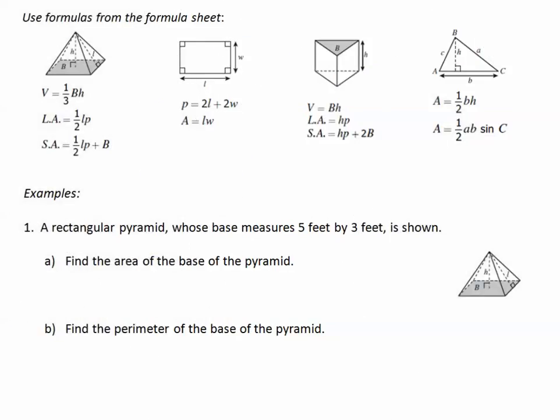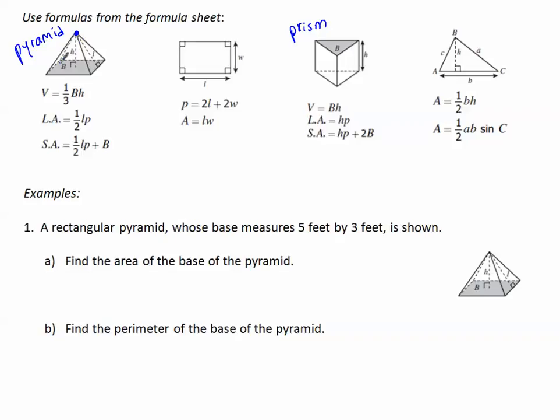For all of these types of problems, you are going to be using formulas from your formula sheet. Here are just 4 formulas that we're going to be using in some examples. This one is a pyramid. Pyramids come to a point. This solid right here, also 3 dimensions, is a prism. This represents any kind of prism. Notice a prism doesn't come to one point.